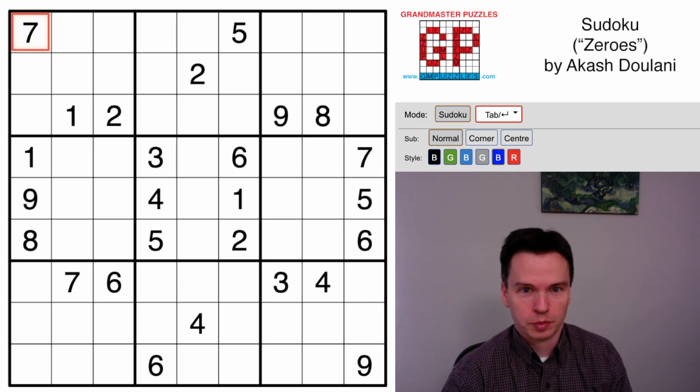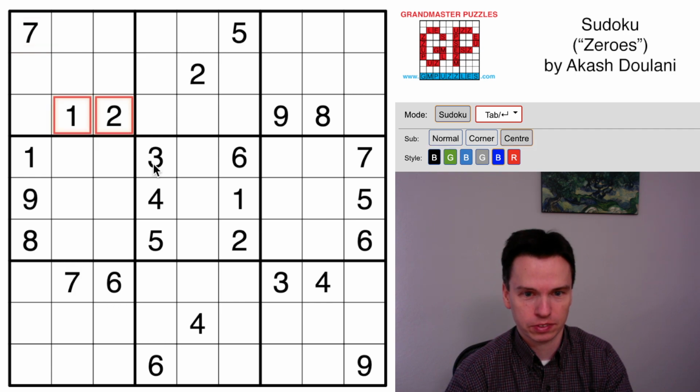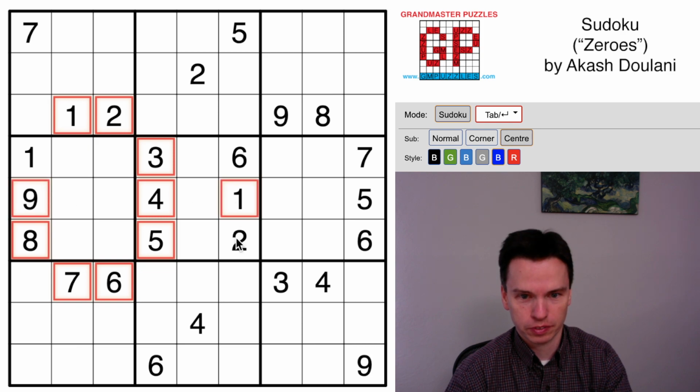We're here to solve the Sudoku by Akash Doulani called Zeros, and the theme is not just the geometry of those clues. It looks like we have a 1 through 9 set on the left and an almost 1 through 9 set on the right.